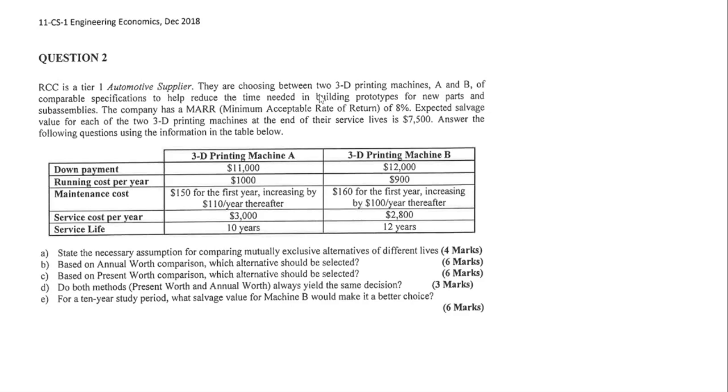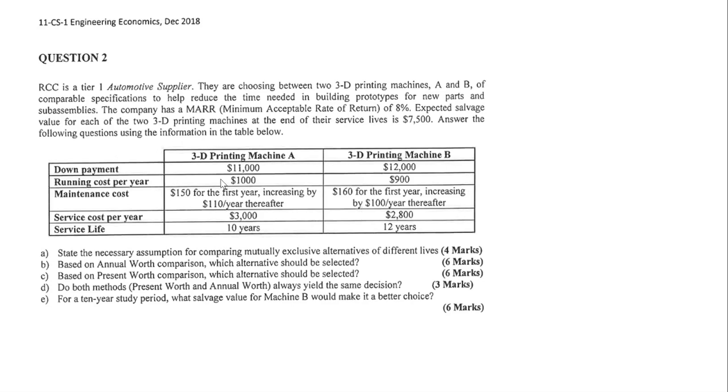They are choosing between two 3D printing machines, A and B, of comparable specification to help reduce the time needed in building prototypes for new parts and sub-assemblies. The company has a minimum acceptable rate of return of 8%. Expected salvage value for each of the two 3D printing machines at the end of their service life is 7,500. Answer the following questions using the information in the table below.